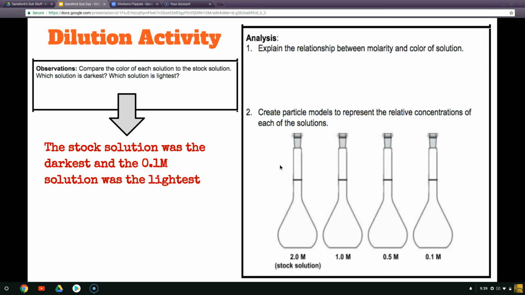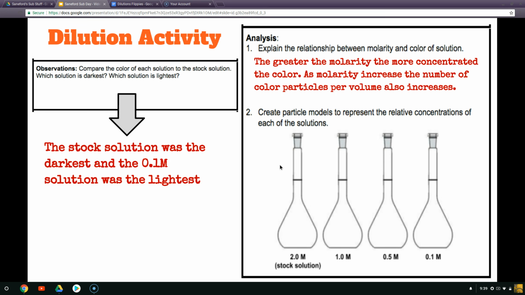So why does that happen? Let's explain the relationship between molarity and color. We should have seen that if the molarity increased, so did the darkness of the color. So the greater the molarity, the more concentrated the color is, right? So as molarity increases, we know that those colored particles are increasing, and so it should appear darker. And vice versa, if the molarity is decreasing, that means we have fewer particles, so the color should get lighter.